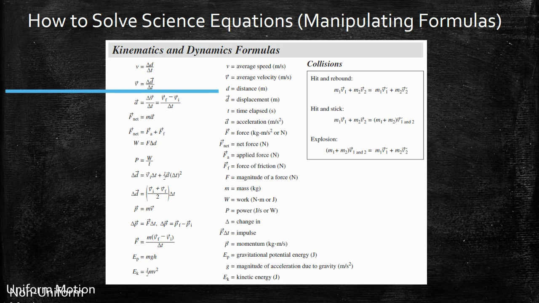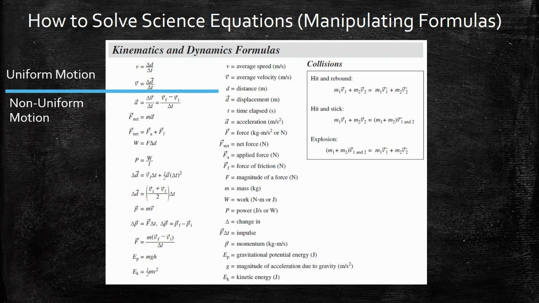The section above the blue line is going to be uniform motion. That means there's no acceleration, so that means constant velocity or speed. Below the blue line is going to be our non-uniform motion, and that means we're going to have some form of acceleration involved in these formulas. Now, all the formulas with a star, after this lesson, you're going to be able to rearrange and solve for.